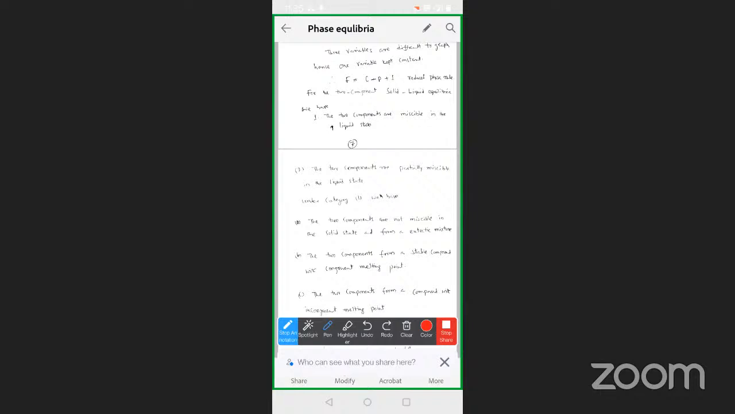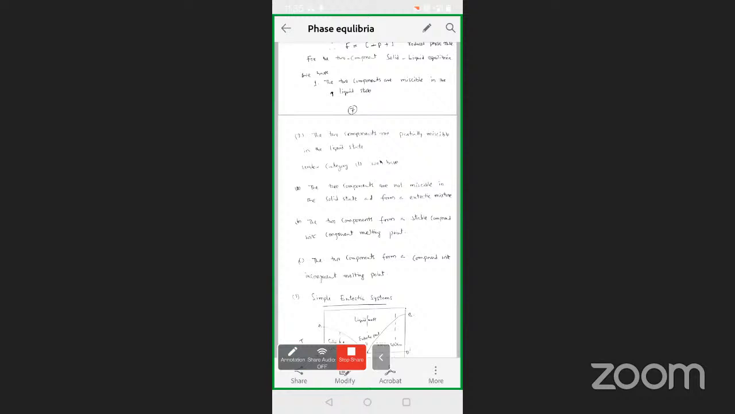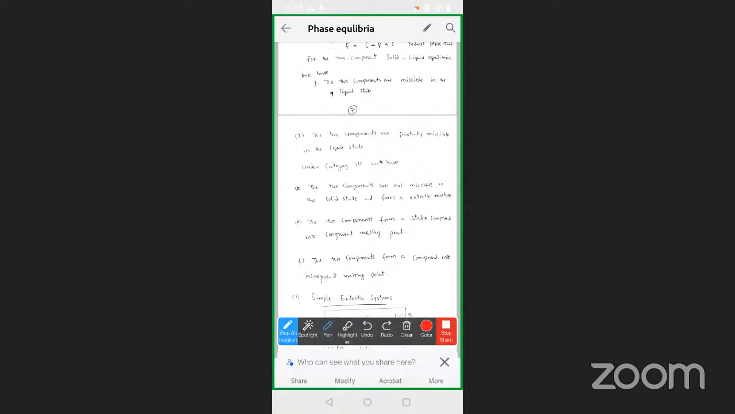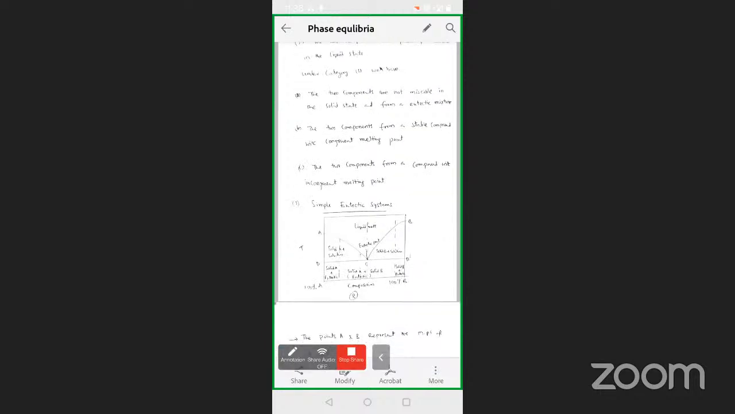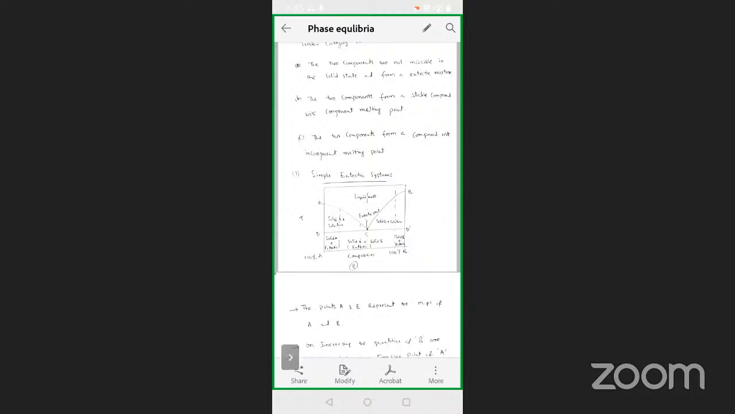So the two components form a stable compound with a congruent melting point. Third category is the two components form a compound with incongruent melting point. Three categories. Let us see the categories. The simple eutectic systems.